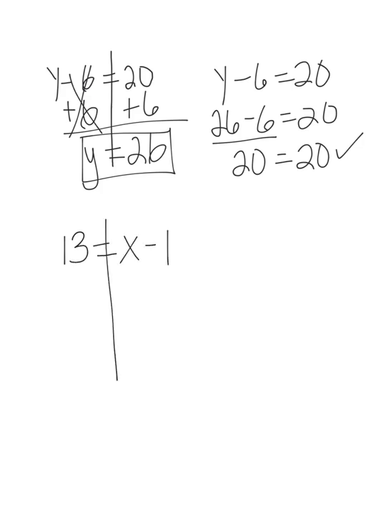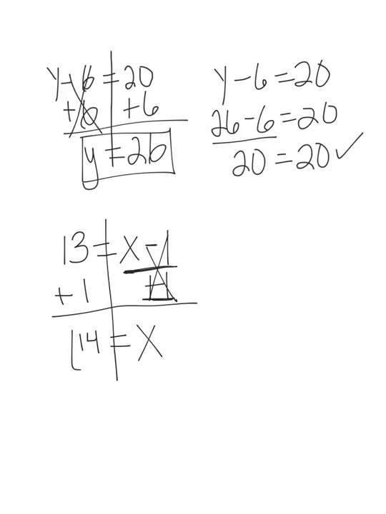Draw my line. My variable is on the right side. So in order to get x by itself, I need to do the inverse of subtracting 1. I need to add 1. And whatever I do to one side, I have to do to the other. 13 plus 1 is 14. x minus 1 plus 1, these two would be 0. So I get that 14 is equal to x.